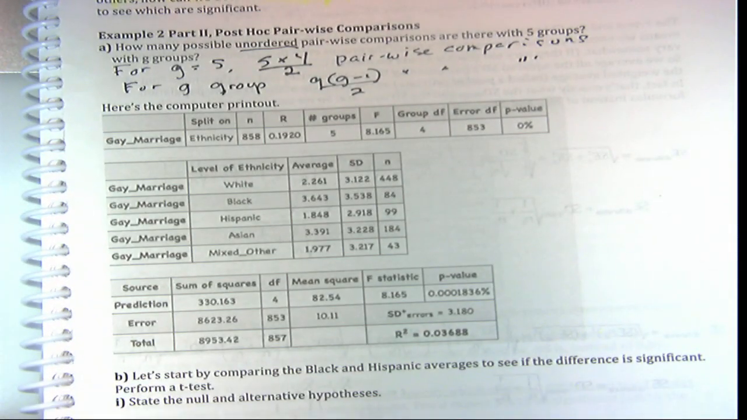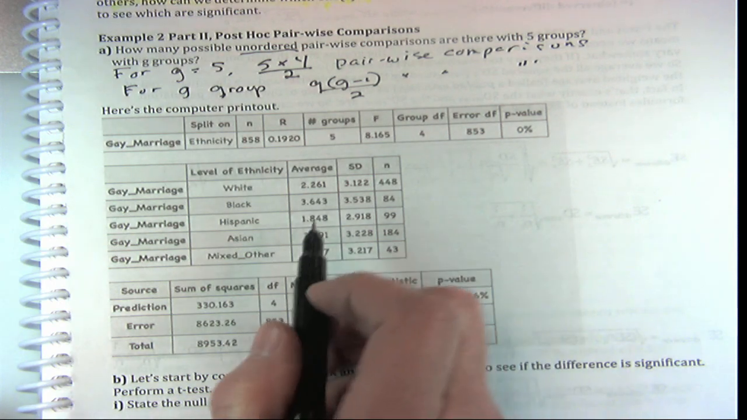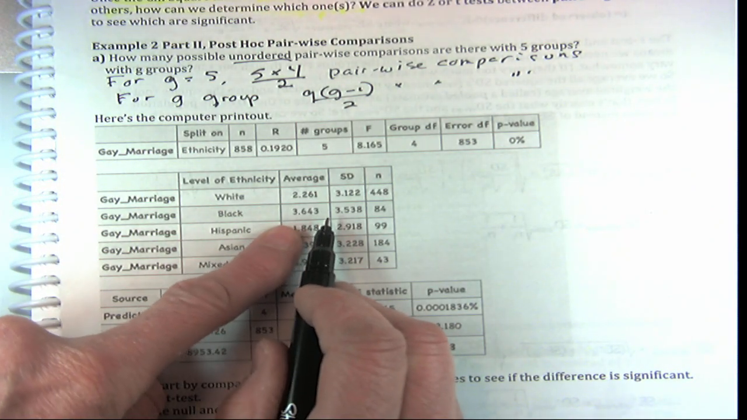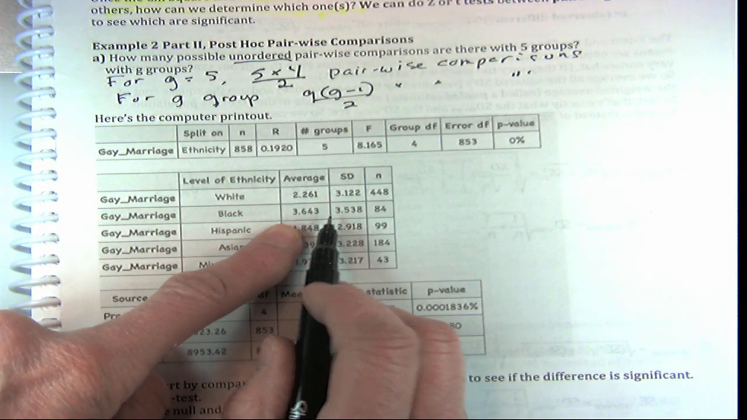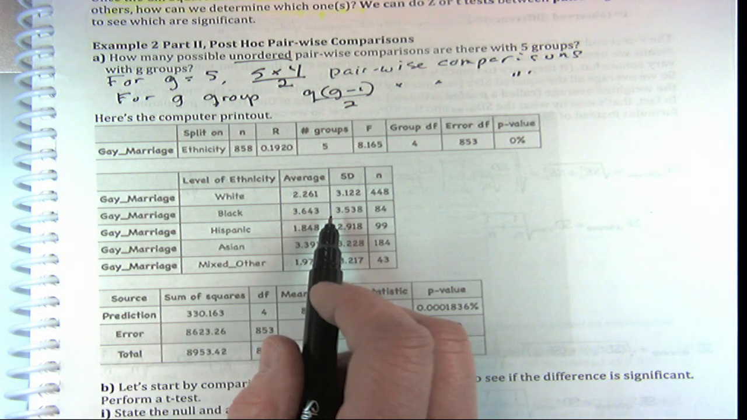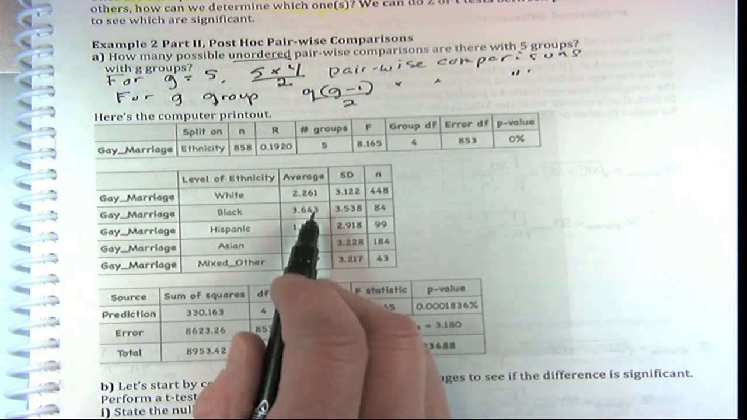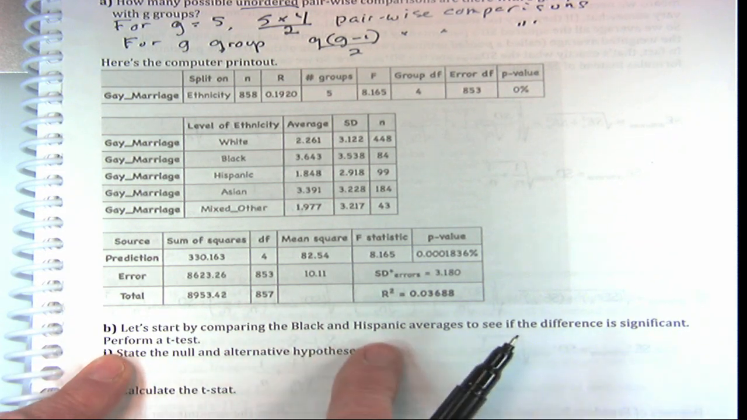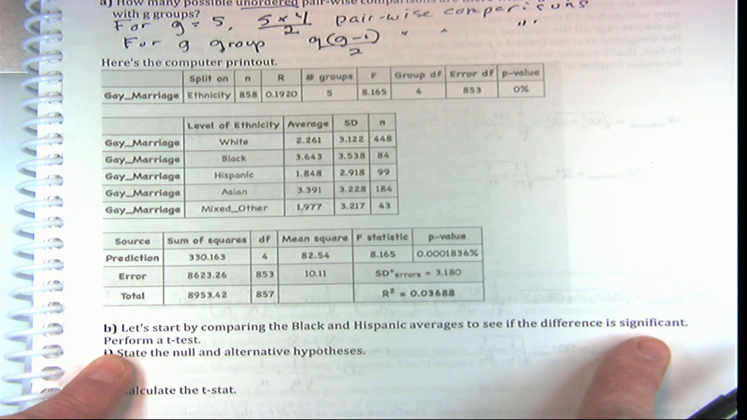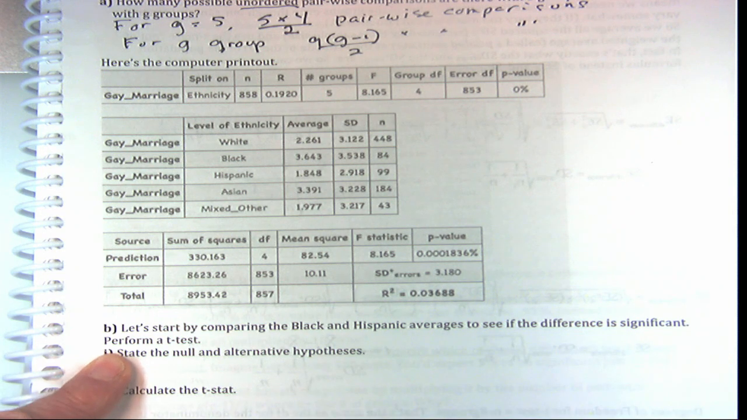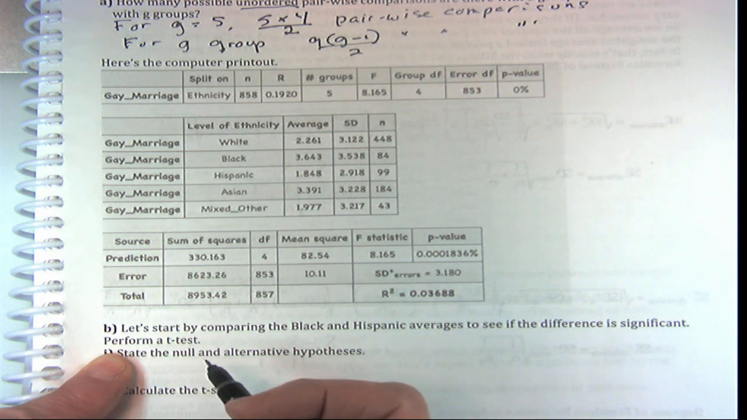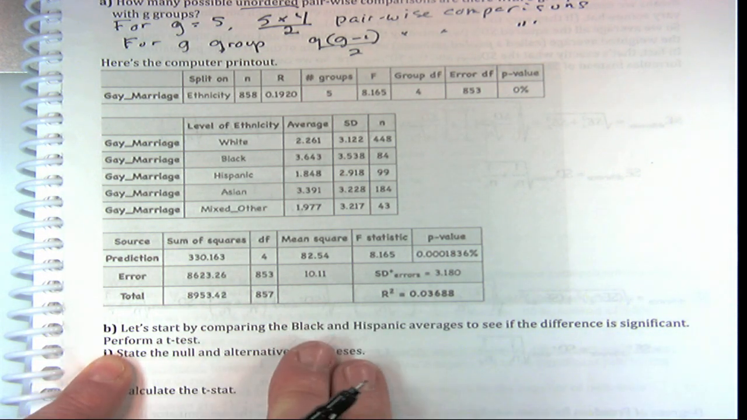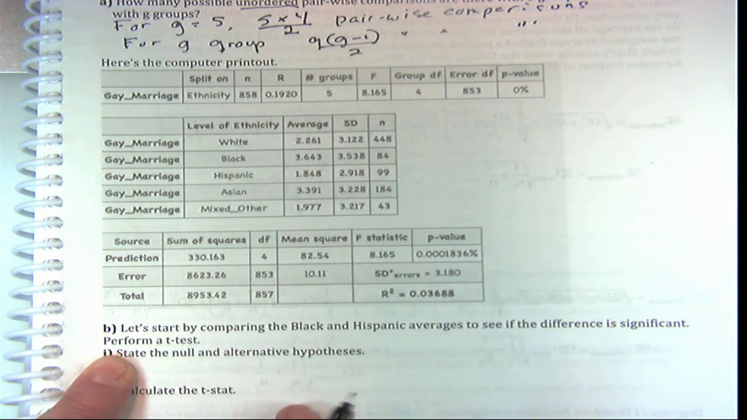Okay. So now, let's say we saw that big difference, where the blacks had the highest average and the Hispanics had the lowest. So why don't we just look at that? Let's start by comparing the blacks and Hispanic averages to see if the difference is significant. Now we just have 2 groups, right? So we can just do our usual Z or T test. Why don't we use the T test? Because that's what's normally done in this situation.